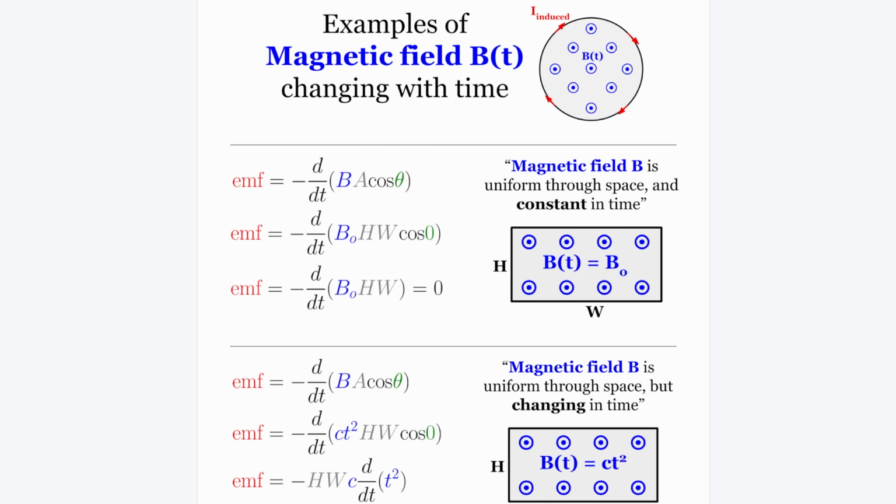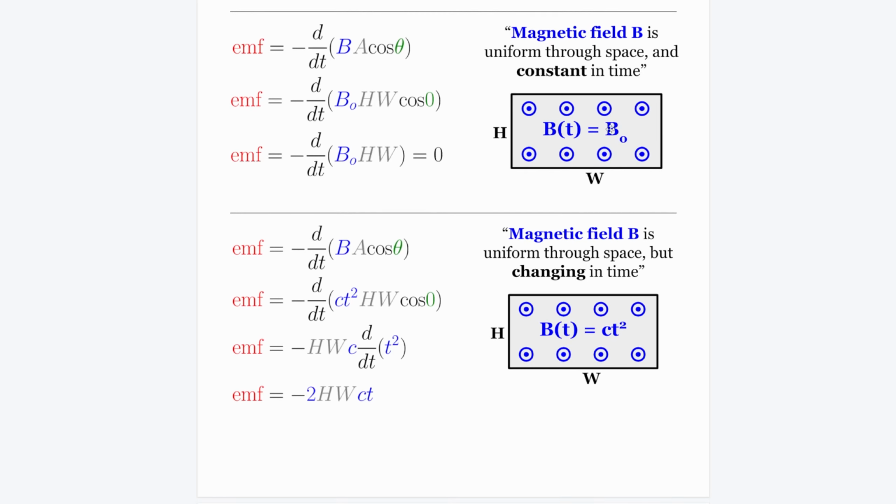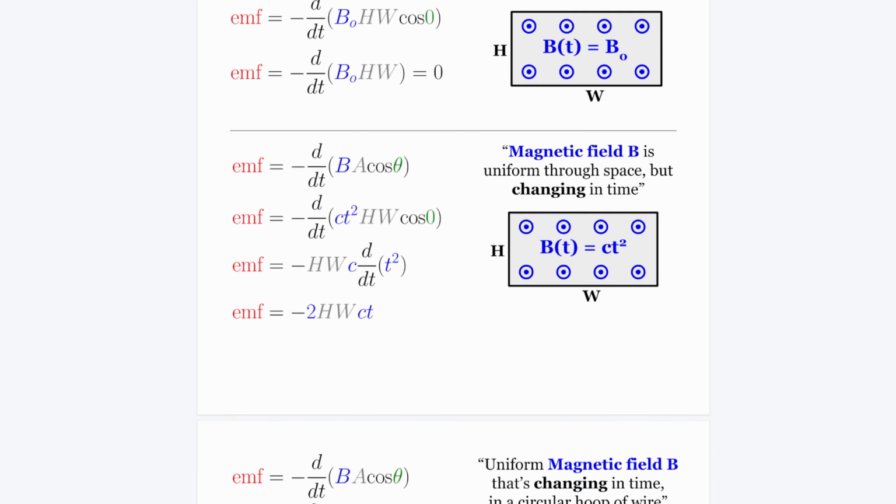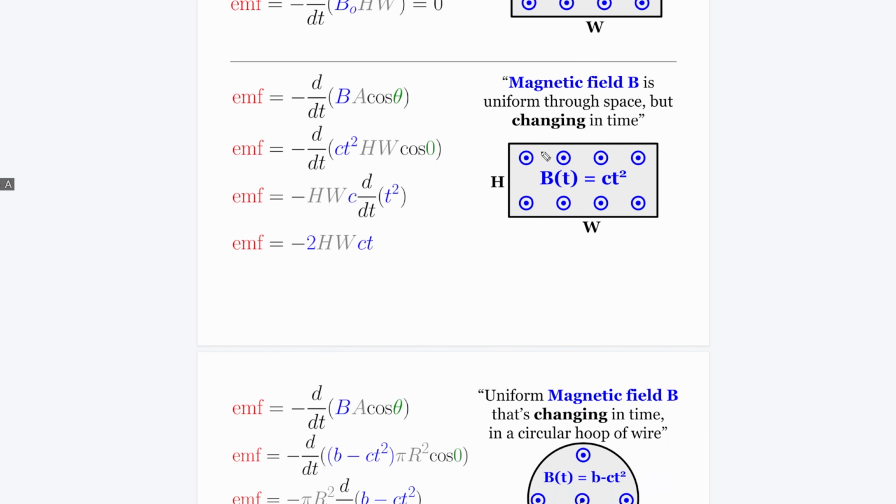So that one's kind of easy. You might get tricked on a test. You might be like, hey, real complicated setup, but if nothing's changing in time, it all gets annihilated. And so no EMF. All right, what if you do have something changing in time? Here's a magnetic field changing in time. We got some constant times t squared. So it's getting more and more intense.